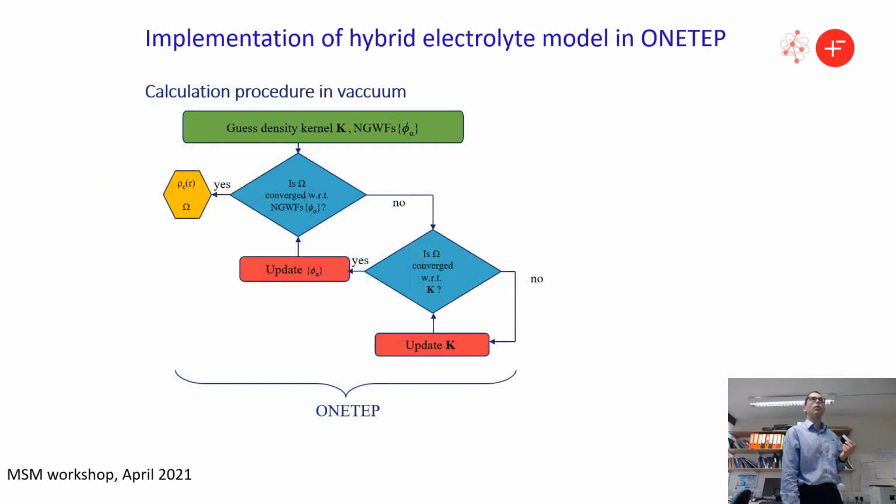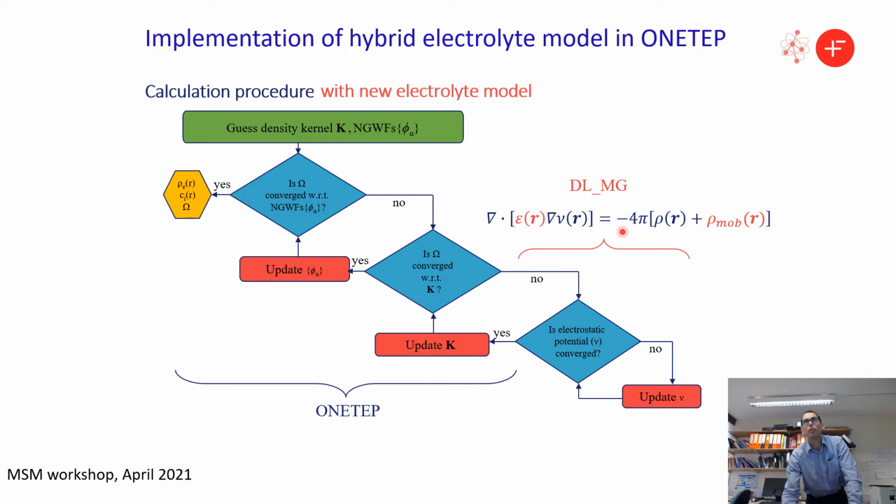So to do this, we needed to do a further step in our calculation. We needed to develop an electrolyte model that solves essentially this so-called Poisson-Boltzmann equation with an efficient multi-grid solver that we developed with our collaborators. And in the end, in the usual two-loop procedure of ONETEP, we also have this procedure for solving the electrostatics with the surrounding electrolyte medium.